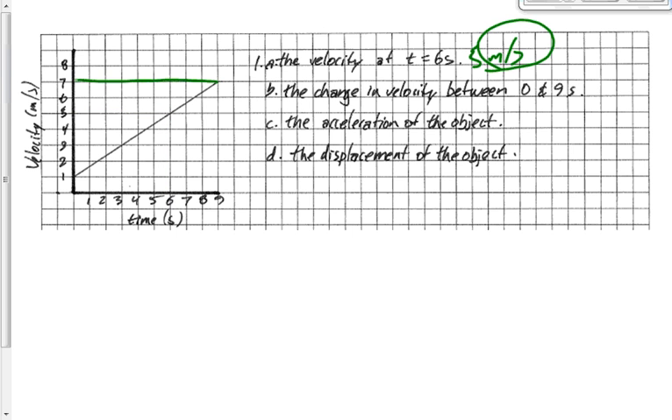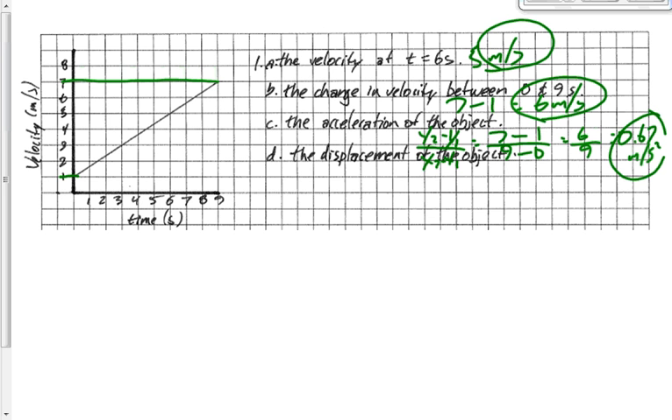The change in velocity between 0 and 9, it's final minus initial. And the final velocity is 7. The initial is 1, so it's going to be 7 minus 1 is 6 meters per second. How many people got that one? Good. The acceleration is going to be y2 minus y1 over x2 minus x1. It's a slope. y2 is 7 minus 1 over 9 minus 0. So that gives me 6 over 9, which is 0.67 meters per second squared. Who got that one? Okay, good.